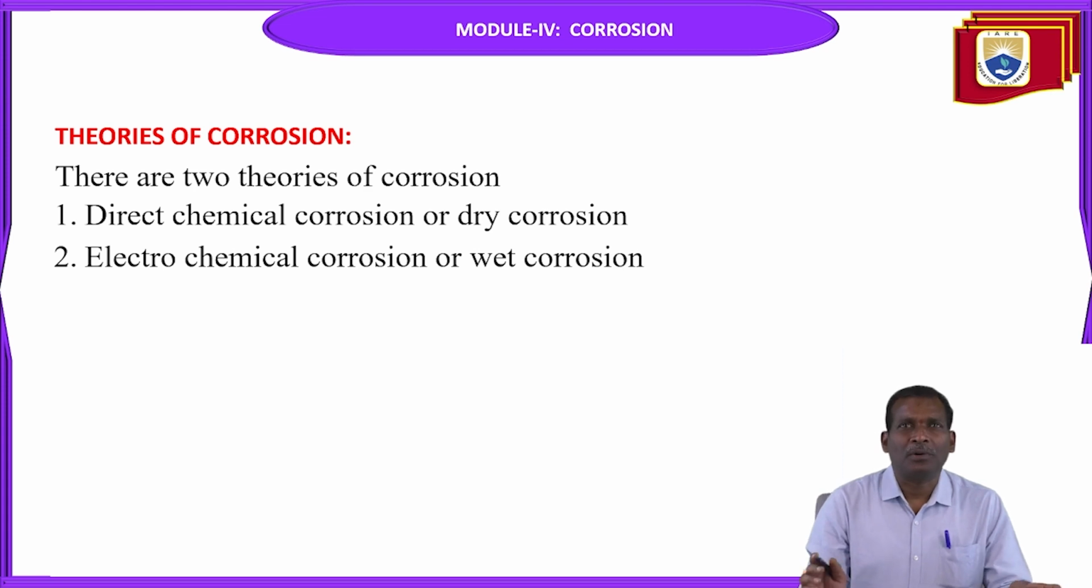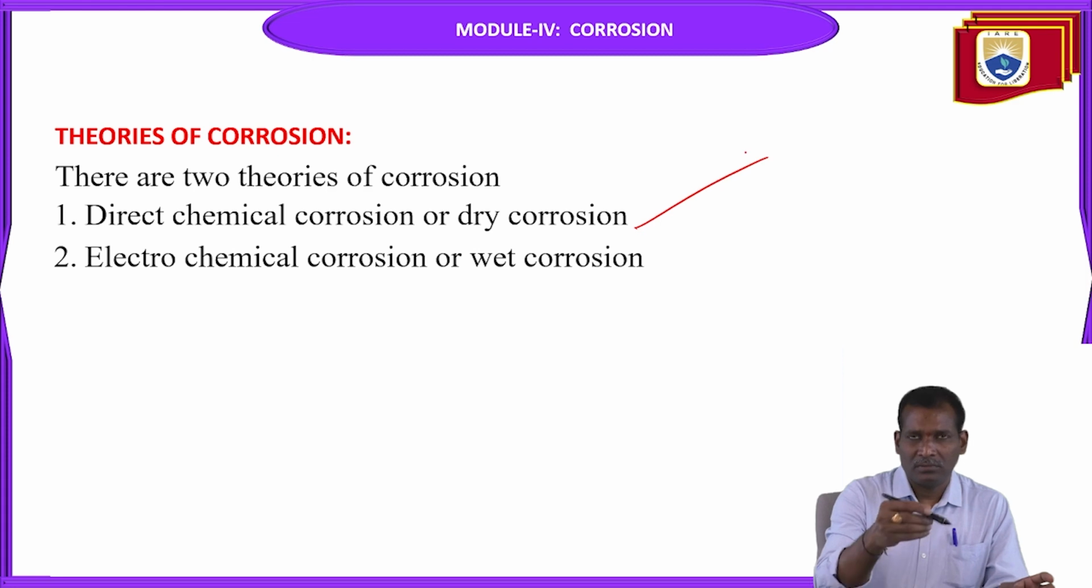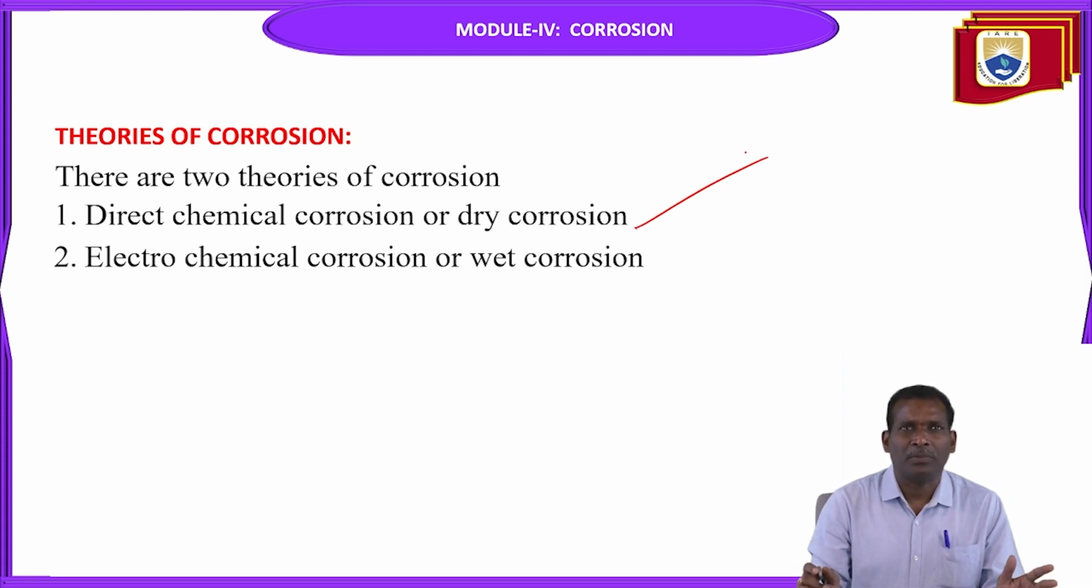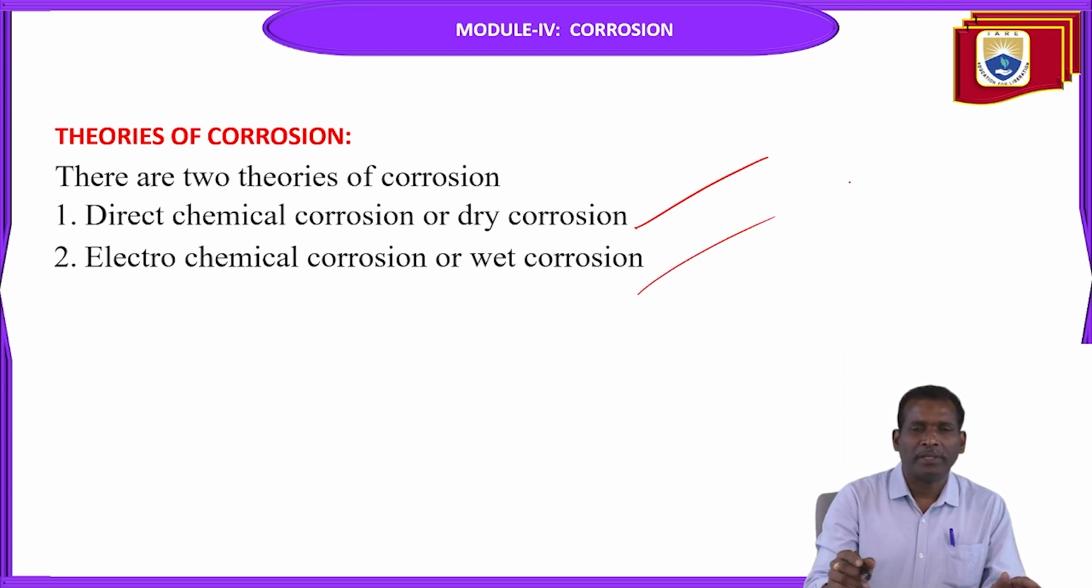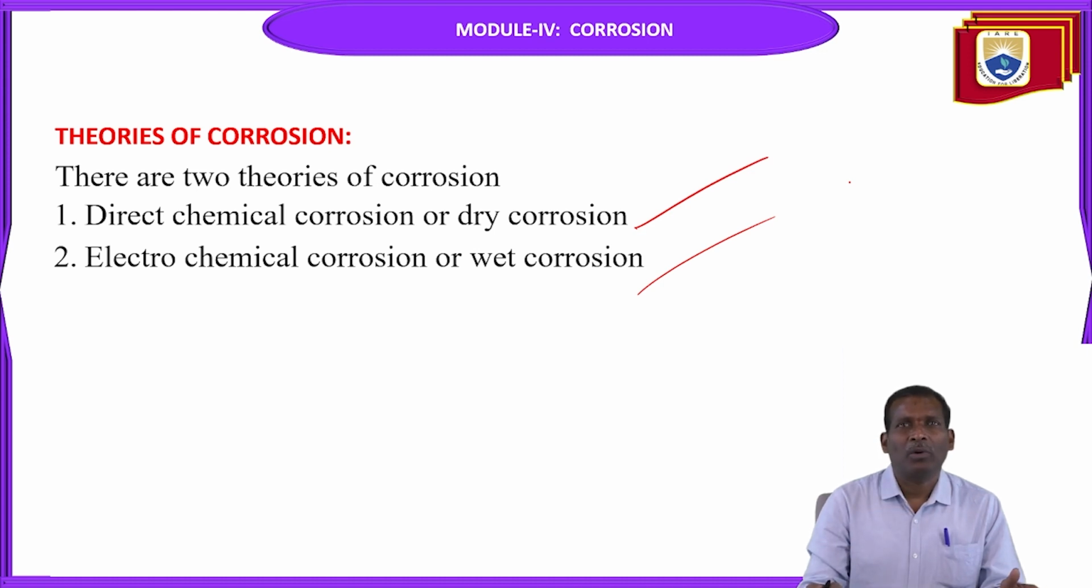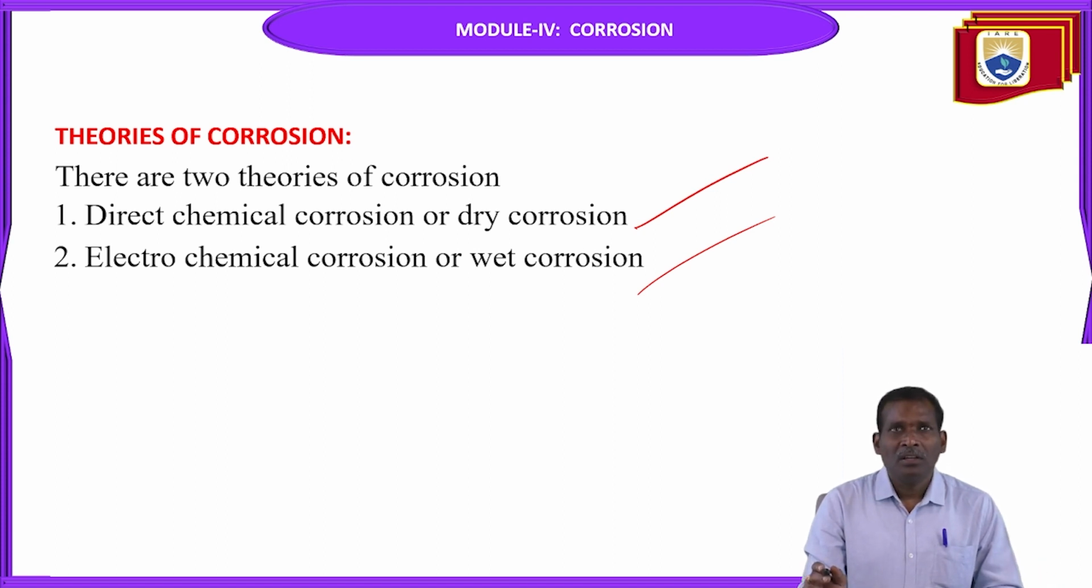Coming to the theories of corrosion, there are two theories. Already we have seen in the previous session direct chemical corrosion or dry corrosion, and electrochemical corrosion or wet corrosion. One is dry corrosion, also called direct chemical corrosion. The second one is wet corrosion, also called electrochemical corrosion. We will discuss one by one.